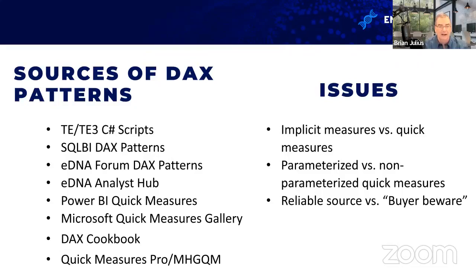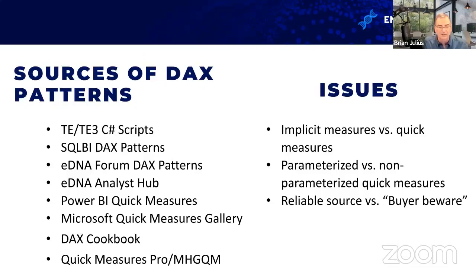The Enterprise DNA Analyst Hub, for those of you who are members, is an incredible online resource for all sorts of development shortcuts. I'm going to show you there's DAX repositories, M-code repositories, R, Python, so lots of code snippets, lots of patterns you can use here. I mentioned DAX Cookbook, Power BI Quick Measures, and the Microsoft Quick Measures Gallery. I'll jump in and show those, as well as Quick Measures Pro. We're going to do some work with that.